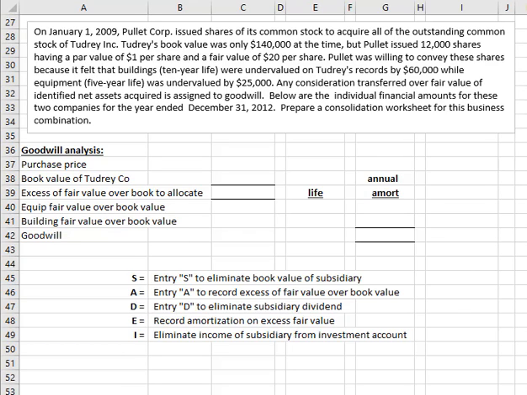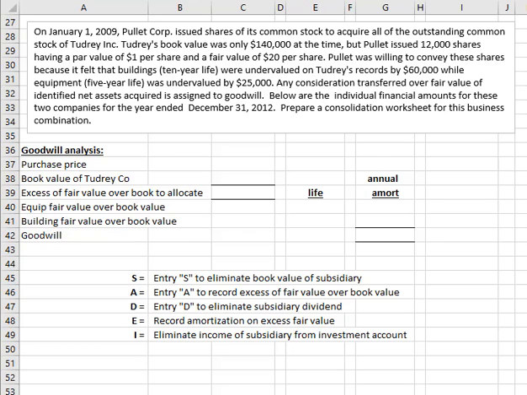So this is our final one from chapter 3, and it's got more in it. It's kind of cumulative. It has all the pieces. So here they tell you about a purchase. At the beginning of 2009, Pullet bought Tudrey. And they don't tell you the purchase price. You have to figure it out.